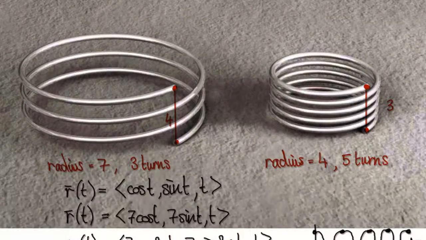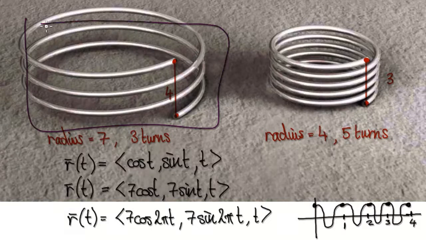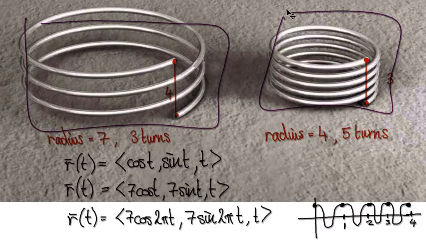In this video, we're going to use vectors to determine which spring is longer in length. So you've got spring 1 on the left-hand side and spring 2 on the right-hand side.